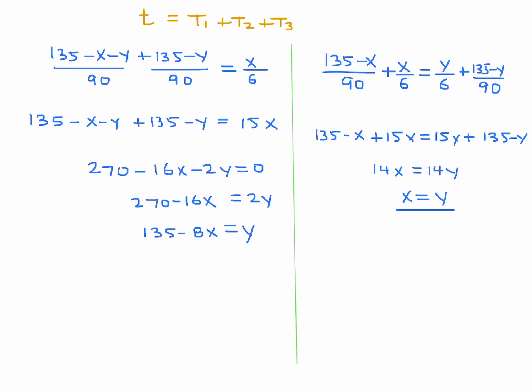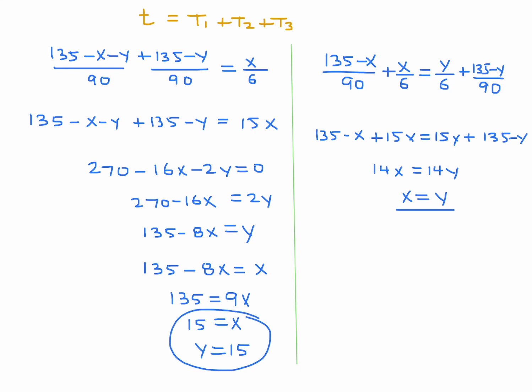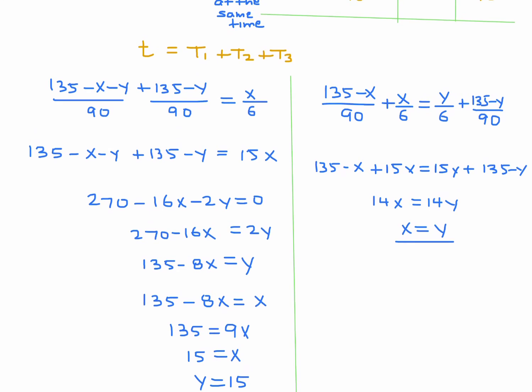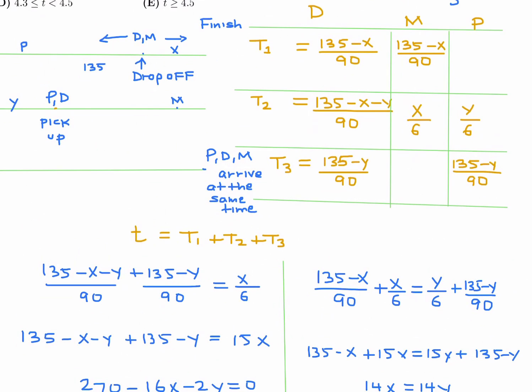Oh, okay, interesting. Substituting that back into here, and we got 135 minus 8x is equal to y, but y is equal to x. So that means 135 is equal to 9x, and therefore x is equal to 15. And that means y is equal to 15. Okay. There we go. I just got numerical values for x and y. Now I can figure out my times.